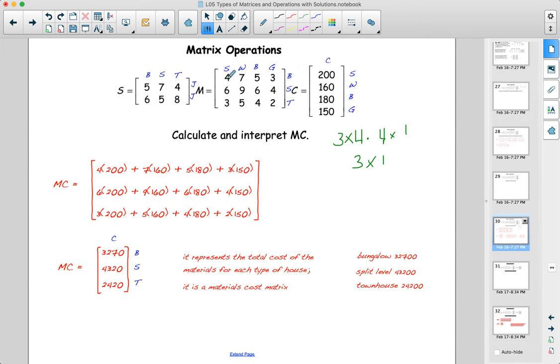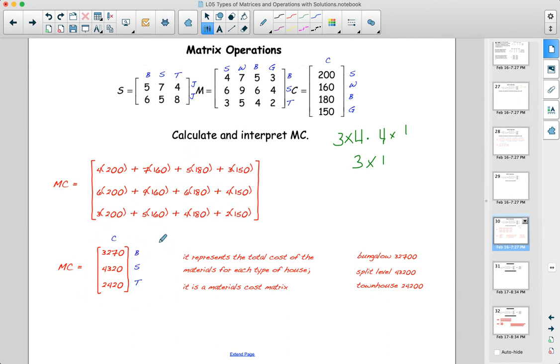So a bungalow requires 4 units of steel, 7 units of wood, 5 units of brick, 3 units of glass. The split level requires 6 units of steel, 9 units of wood, 6 units of brick, 4 units of glass. Coming down to the townhouse, it requires 3 units of steel, 5 units of wood, 4 units of brick, and 2 units of glass. And of course, these are the cost of those corresponding elements.